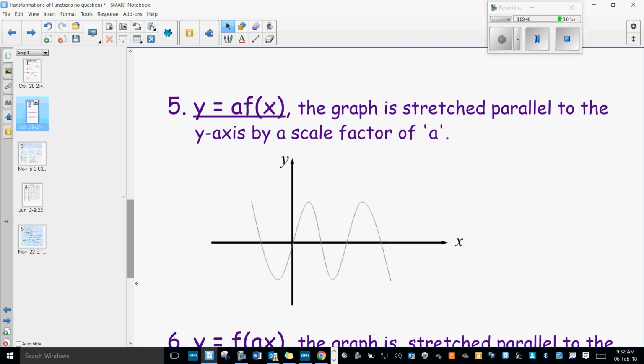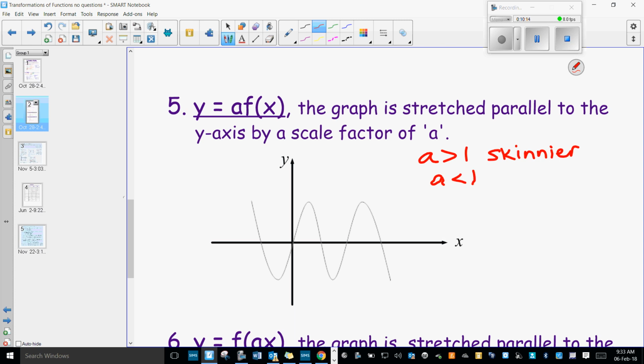So what were you telling me earlier? What happens if there's a number in front? It's stretched. Good. Now if there's a number in front, it's stretched in the y direction. Okay, so that means it's going to get tall and skinny. So if a is greater than 1, it's going to get skinnier. If a is less than 1, so in other words a fraction, it's going to get wider.